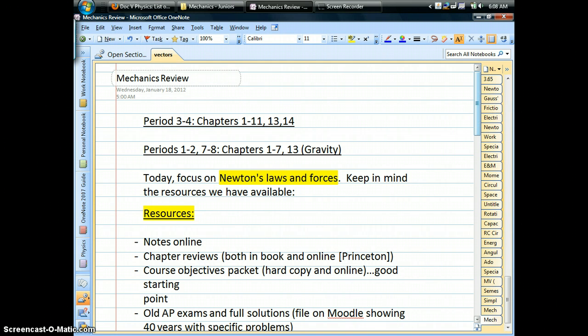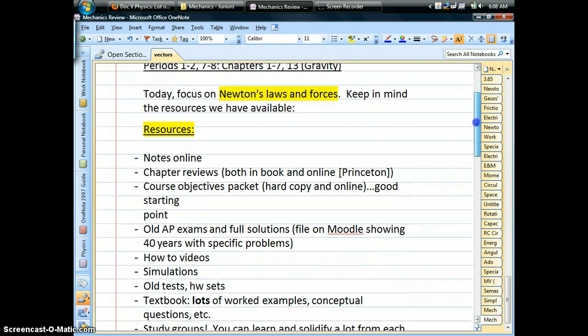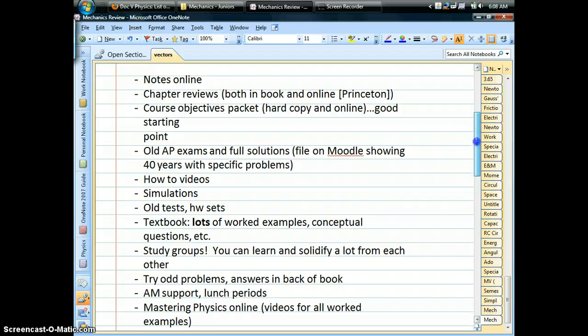Okay, so today I want you guys to keep the focus on Newton's laws and forces and just motion in general. And a couple of reminders of lots of resources that we have available to us. This would include class notes, which are all online on the school webpage, both in the AP Physics folder and the 3 Chem Phys folders. You have the chapter reviews, those are ones from Princeton. Those are examples of both multiple choice and free response problems with all the solutions.